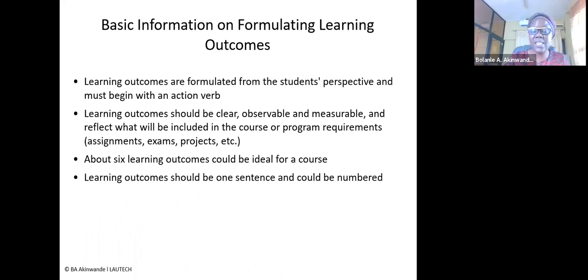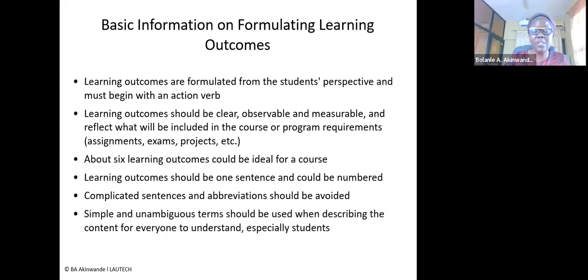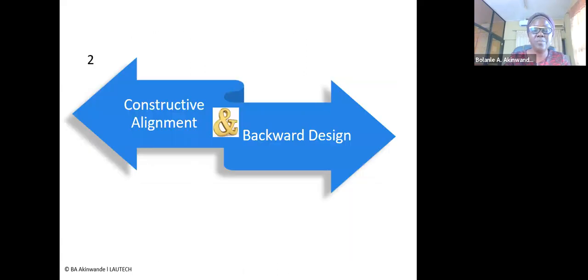Learning outcomes should be one sentence and could be numbered. Complicated sentences and abbreviations should be avoided, and they should be simple and unambiguous. Simple and unambiguous terms should be used when describing the content, such that whoever comes across it will have good understanding, most importantly the students that they are meant for. And lastly, they should not be complex, but rather kept in a simple form.